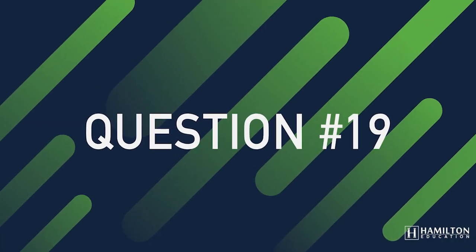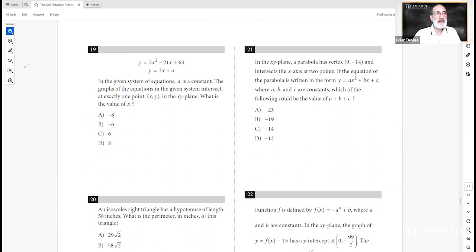Question 19. Question 19, I have to warn you ahead of time, it is a tricky problem. Because they focus you on finding a, they want the value of x. So y is equal to this parabola, 2x squared minus 21x plus 64. And y is also equal to this line with a slope of 3 that has a y-intercept at a. So those two equal one another at the point that they intersect.